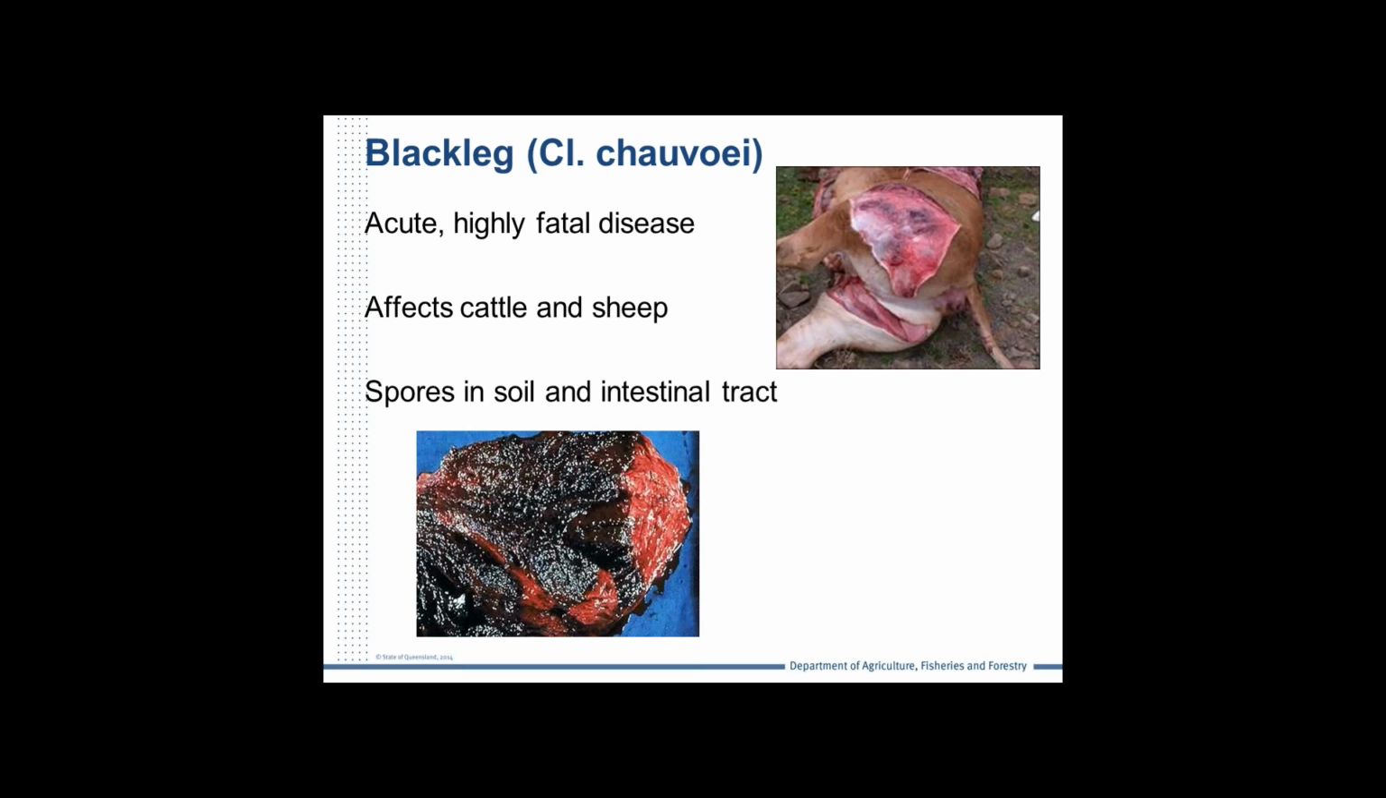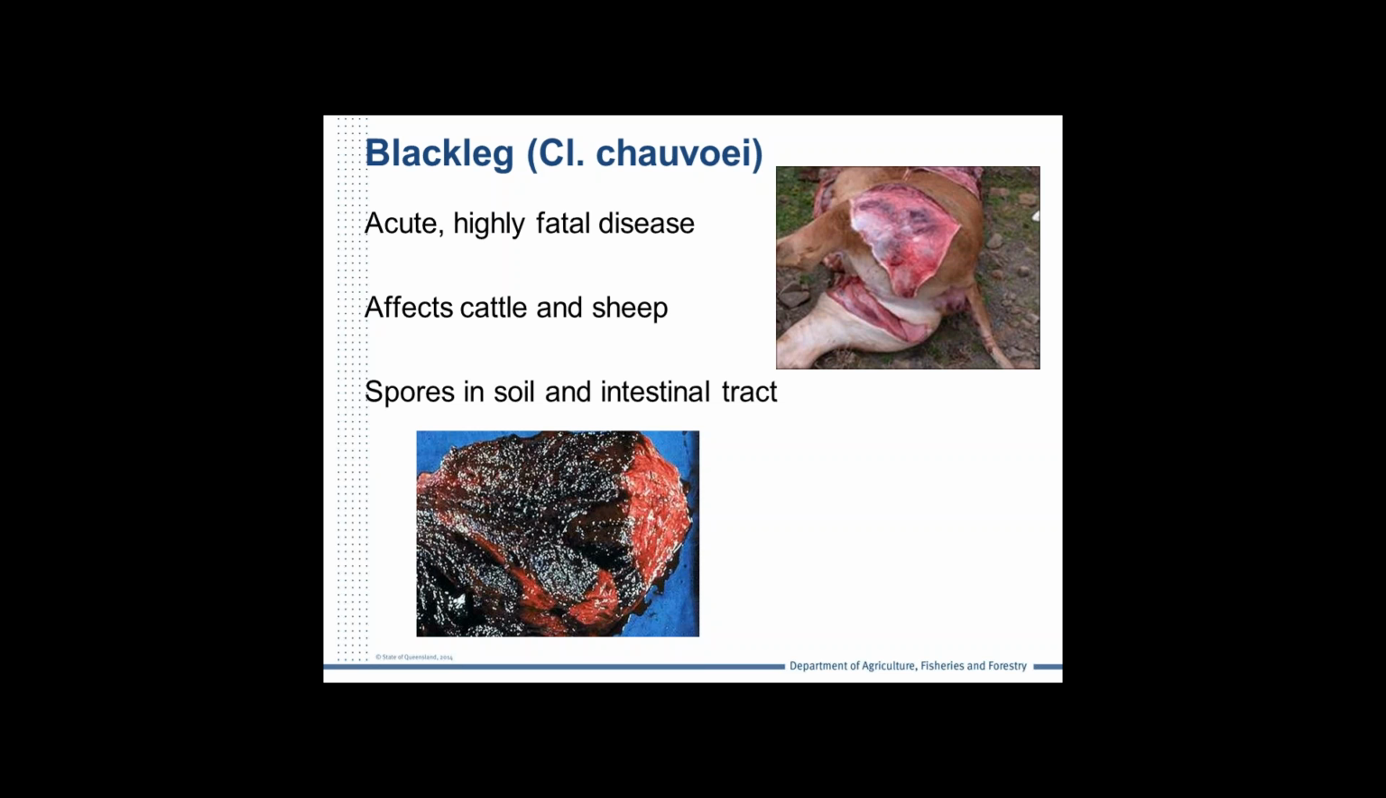Okay. The next disease that we're going to have a quick look at is blackleg, and that's caused by Clostridium chauvoei. Blackleg is an acute, highly fatal disease. It affects cattle and sheep, and the spores are found in soil and the intestinal tract. The spores remain viable in the soil for years and are thought to be a source of infection. Outbreaks of blackleg have occurred on farms where there's been recent excavations or after flooding.